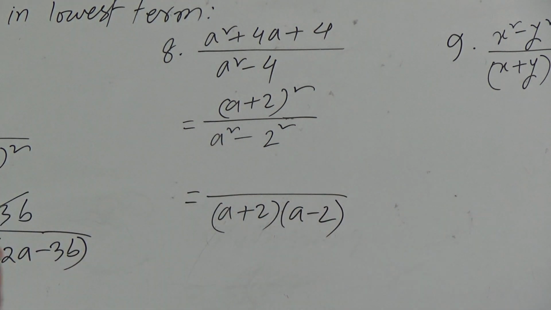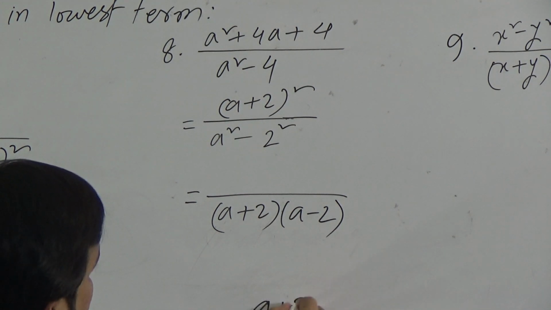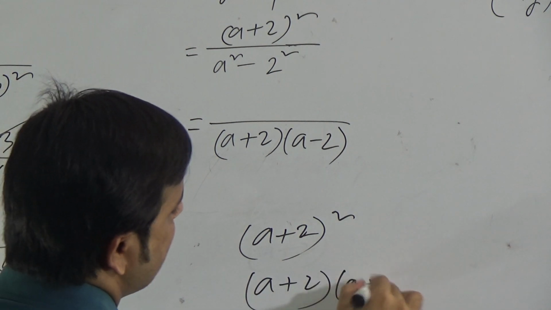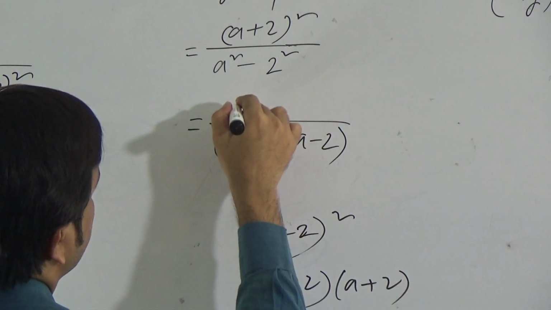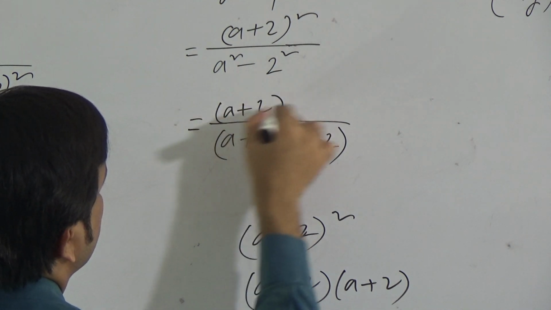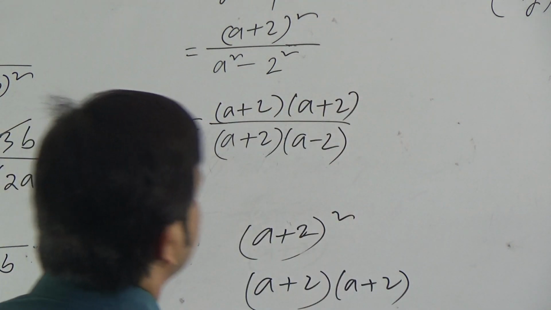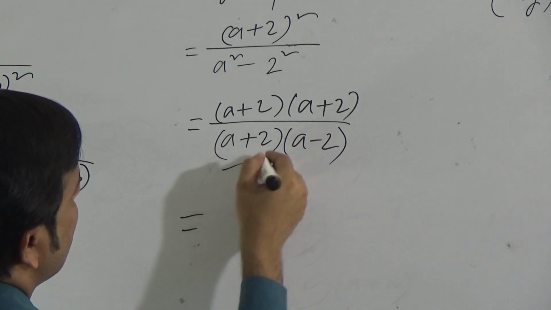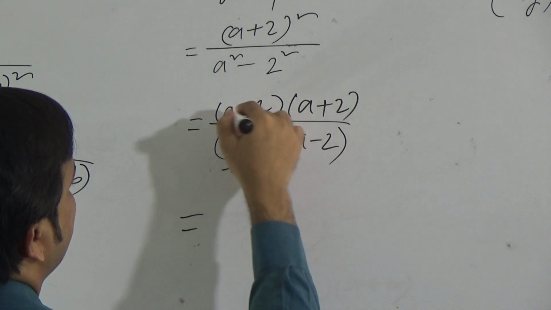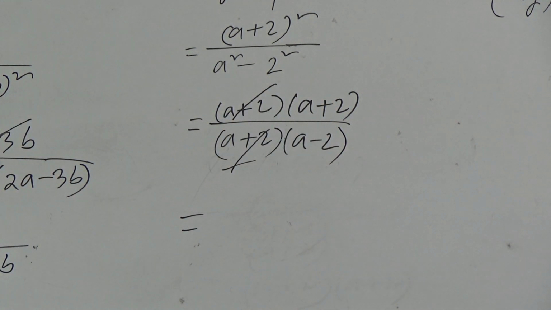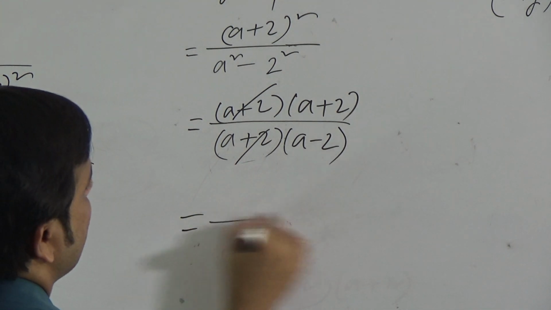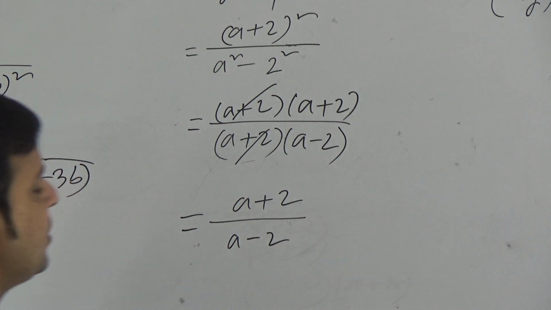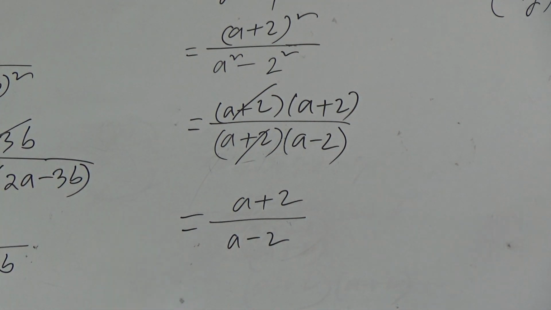Now, in the numerator, here is written a plus 2 whole square. This means a plus 2 into a plus 2. So, we can write the numerator as a plus 2 into a plus 2. Now, notice here a plus 2, here is a plus 2. So, we can divide both numerator and denominator by a plus 2. If we divide, we will get a plus 2 in the numerator, a minus 2 in the denominator. This is our required answer for question 8.